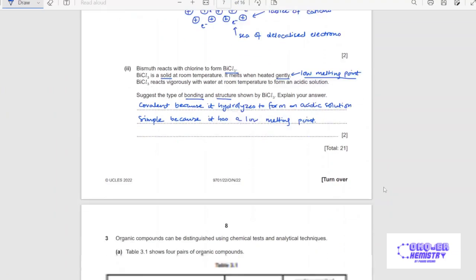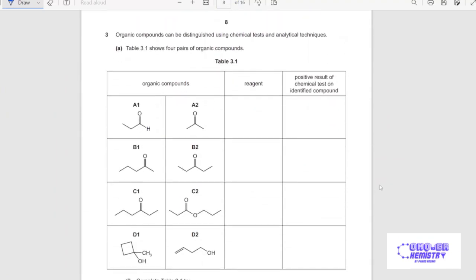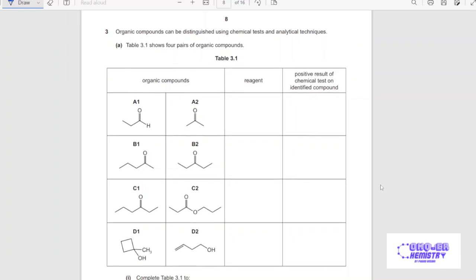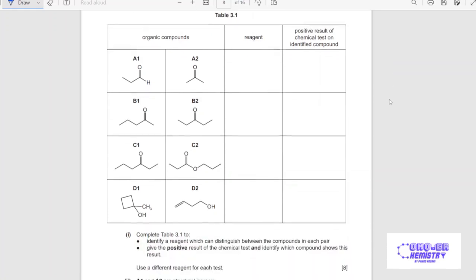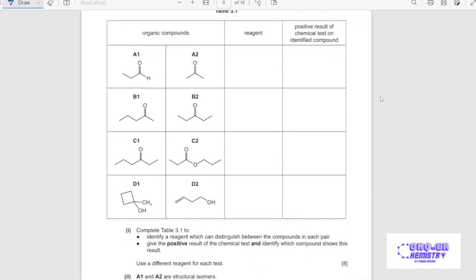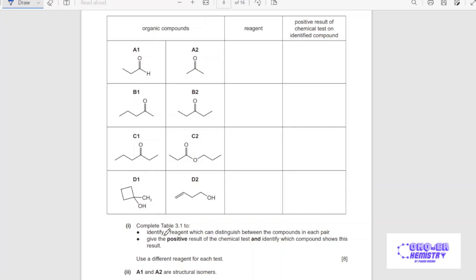All right, now moving on to question 3. And now we have good old organic chemistry. Let's go. So, organic compounds can be distinguished using chemical tests and analytical techniques. And over here we have 4 pairs of organic compounds. Now, what do these instructions say? We have to identify a reagent which can distinguish between the compounds in each pair, and we have to give the positive result. All right?